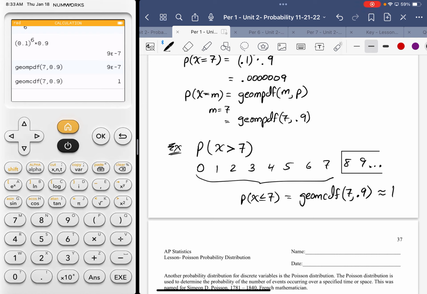But that's not the question we were being asked. Probability that X is greater than 7 is going to be equal to 1 minus the probability of X is less than or equal to 7, which is going to be approximately 0. That's saying that it's virtually impossible for it to take more than 7 attempts before you make your first free throw. And again, just thinking about the success rate, that should feel correct, right?